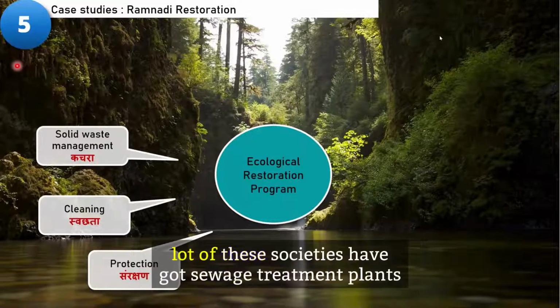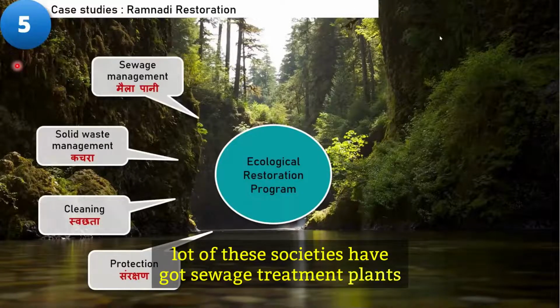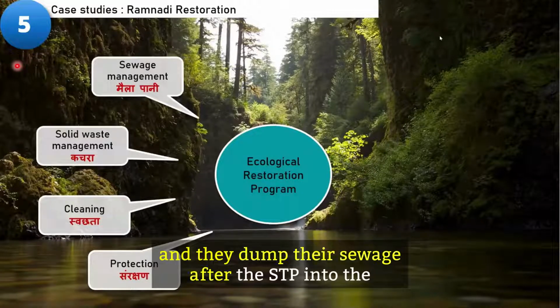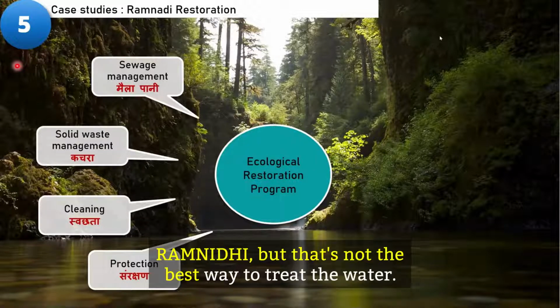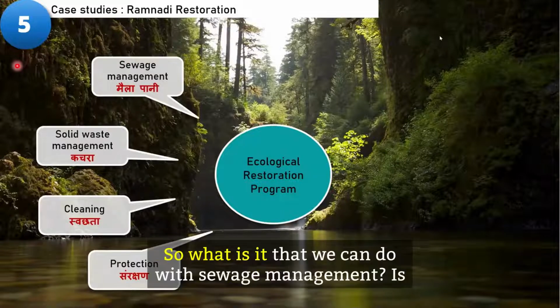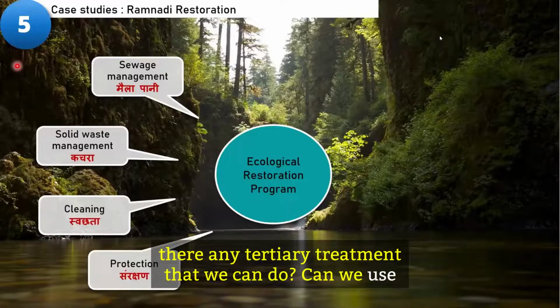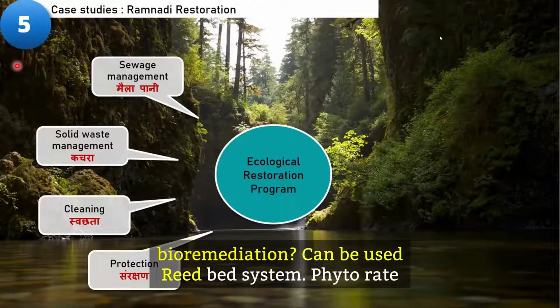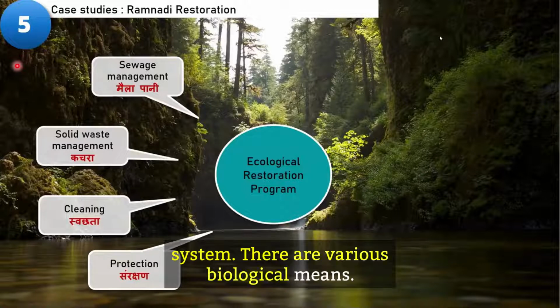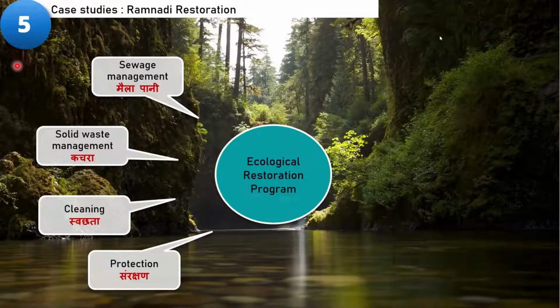So a lot of these societies have sewage treatment plants, and they dump their sewage after the STP into the Ram Nadi. But that's not the best way to treat the water. So what is it that we can do with sewage management? Is there any tertiary treatment that we can do? Can we use bioremediation? Can we use a reed bed system, a phyto-reed system? There are various biological means.